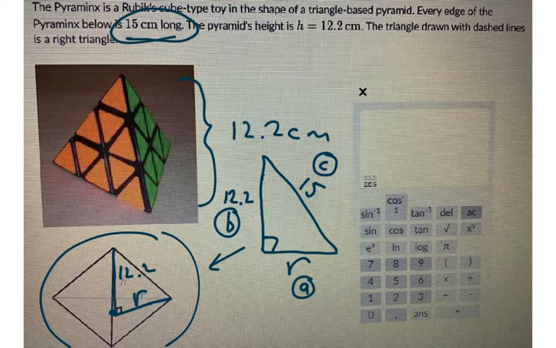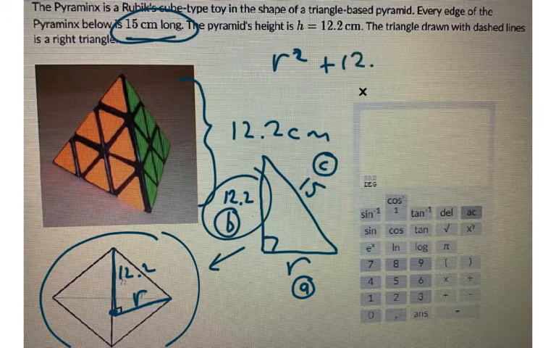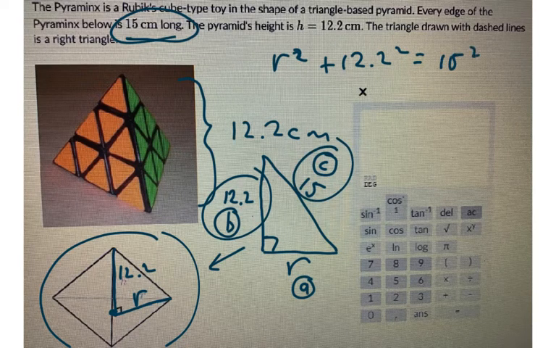And so I'm just going to go A squared plus B squared, 12.2 squared, equals C squared, 15 squared. Now, if I was to make a guess, I probably did the same thing as I did on the last problem. So let's go ahead and minus 12.2 squared from both sides.